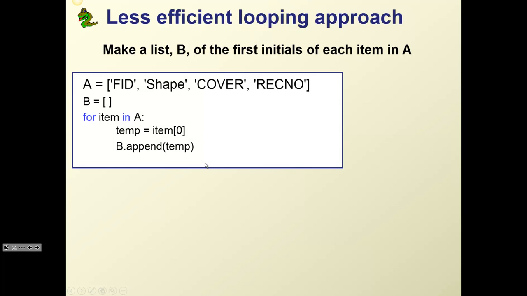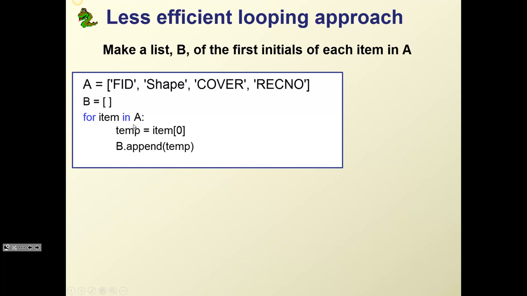First, look at the naive way to do changes to everything in the list, and then we'll work up to list comprehension. Suppose we want to make a list that is the first initials of every item in list A. So we want a list that'll be FSCR. The way with what we're equipped with, if you don't know about list comprehension yet, you would say, okay, I've got a list. I need to make a new list, an empty list, and then I can append things to it.